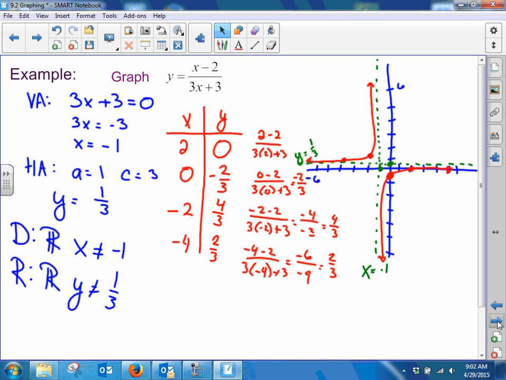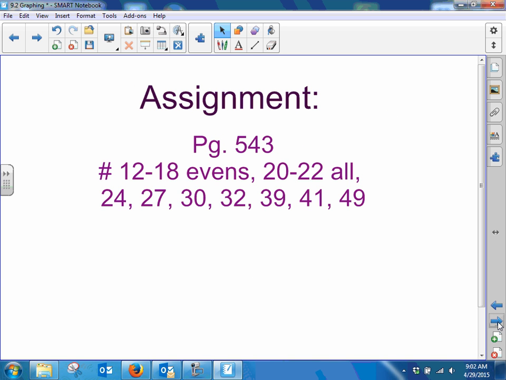Right? Hopefully that makes a little bit of sense. These are just the basics. We're going to do more tomorrow, and then we're going to review all of this on Friday, all of this on Monday, and then Tuesday you're going to take your quiz. Okay? So write down the assignment, and then go ahead and get started on this.